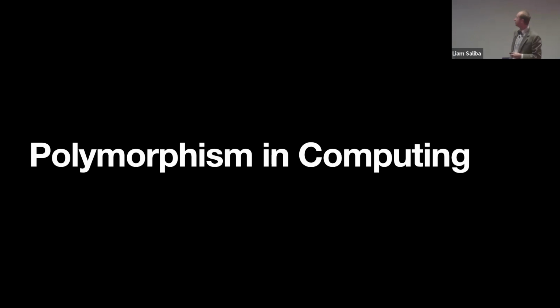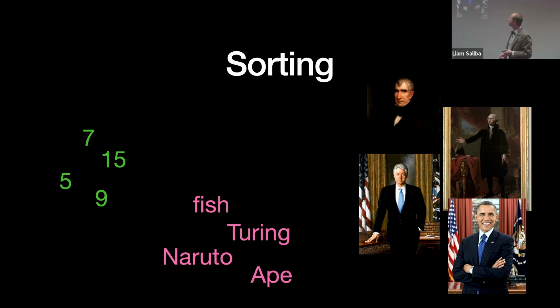Super polymorphic vending machine. So polymorphism in computing looks kind of similar to this. If we want to do sorting, we can sort integers, or we can sort words in lexicographic order, or we can sort presidents in order of newest to oldest, or favorite to least favorite.